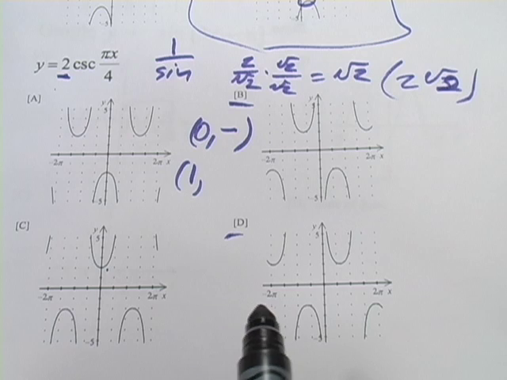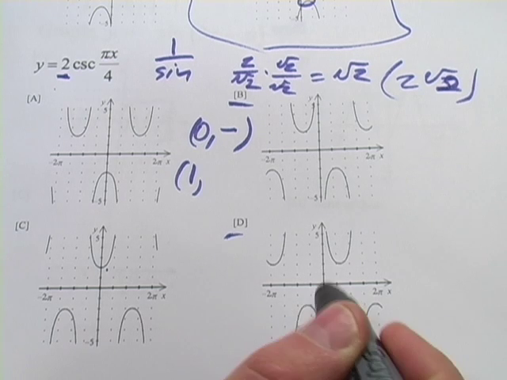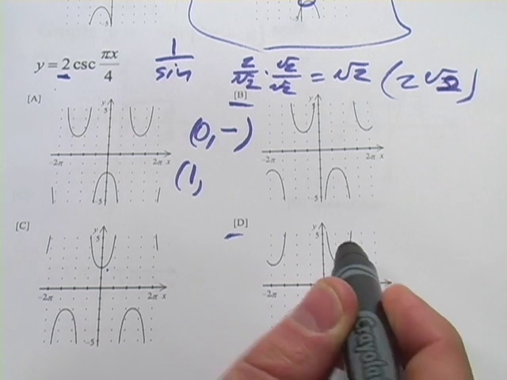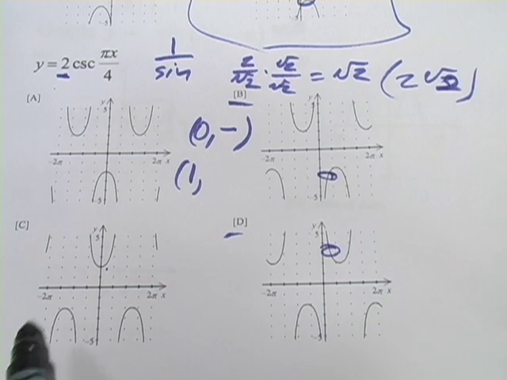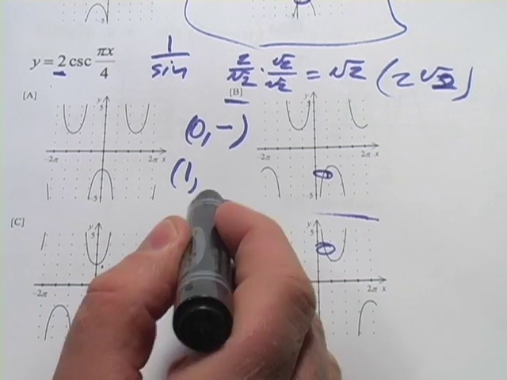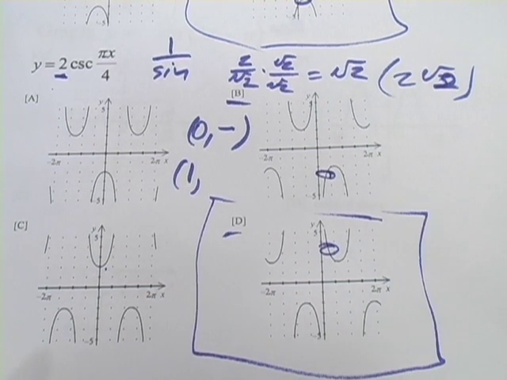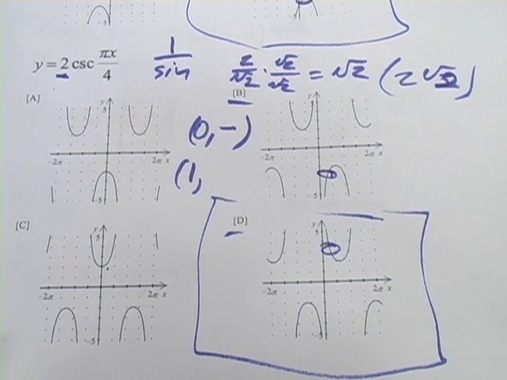But that's a positive value. So at the point 1, are we somewhere in the neighborhood of 3? And it looks like it on graph D down here. It does not look like it, it looks like we're in the neighborhood of negative 3 there on B. So it looks like D is going to be our correct answer. So that's a little bit of work with the secant and cosecant graphs.